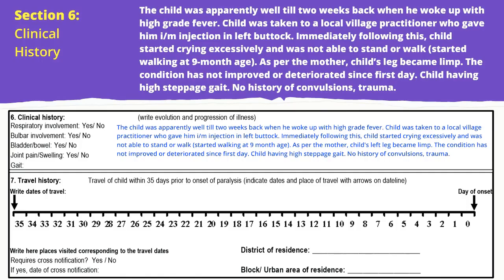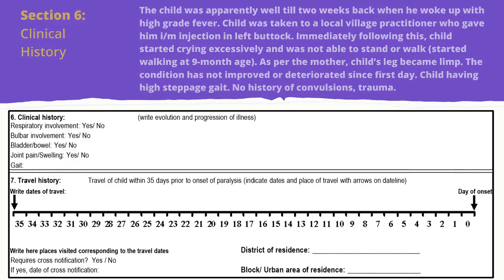Under Section 6, write the disease progression in 3 to 5 sentences. Also mention about relevant negative history. At the time of examination, assess the respiratory, bulbar, bladder or bowel involvements. Joint pain or swelling and gait should be assessed.